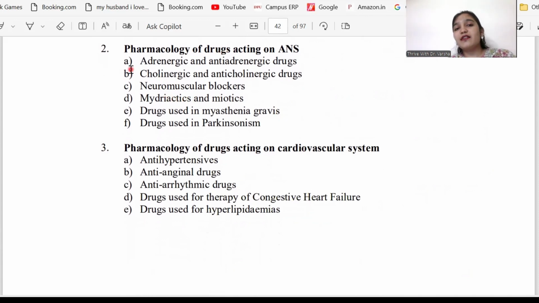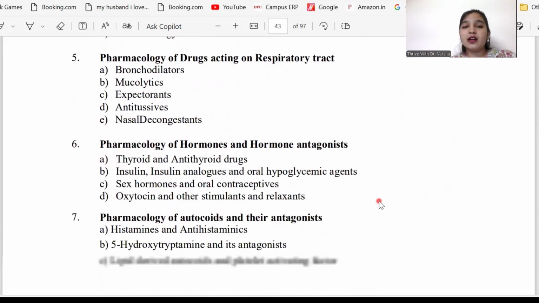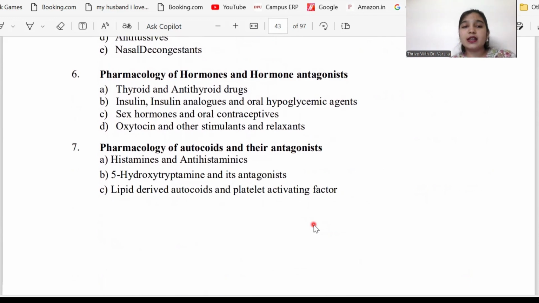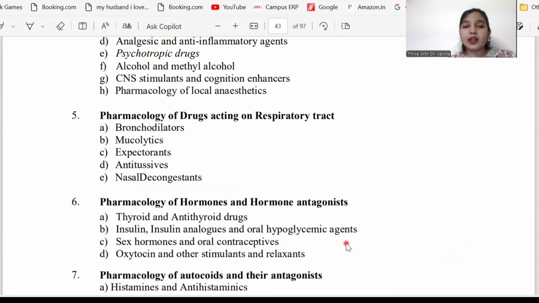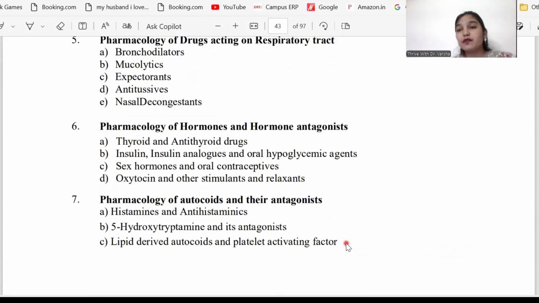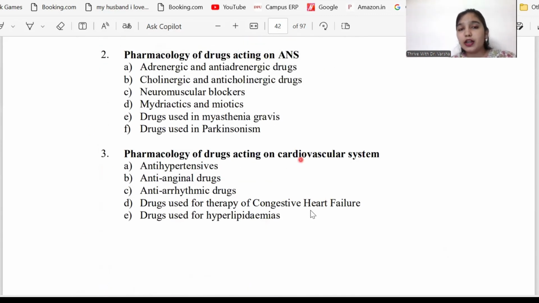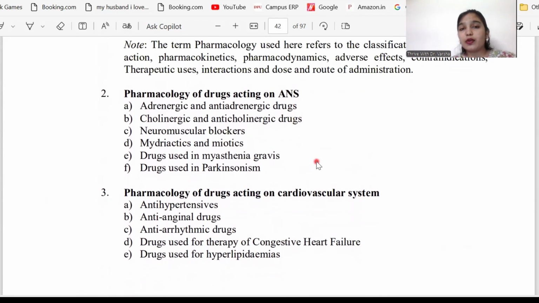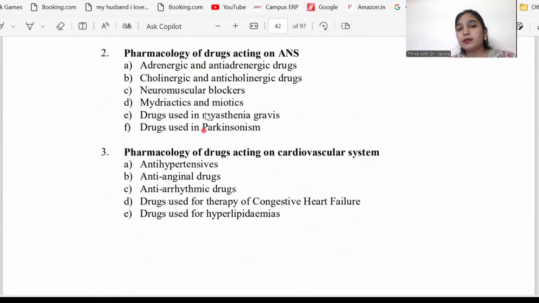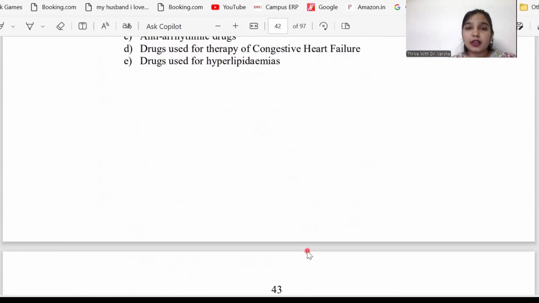Then the second is pharmacology of drugs acting on the ANS, cardiovascular system, central nervous system, respiratory tract, hormones and hormone antagonists, and pharmacology of autacoids and their antagonists. Under these you will have different types of drug classification, as well as some conditions like, over here you can see, myasthenia gravis, Parkinsonism, and CHF.